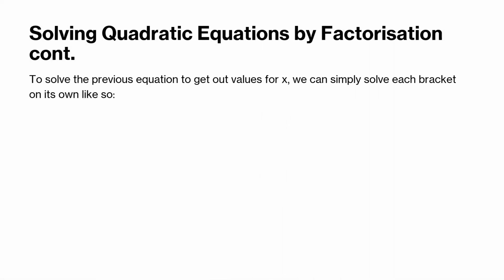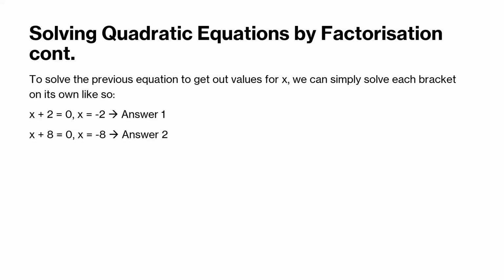Let's continue. To solve this previous equation to get our values for x, we can simply solve each bracket on its own. Because we know the whole equation is equal to 0, one of the terms would equal 0. To get 0 as a result of multiplication, something has to be multiplied by 0. So we can take each term on its own if it equals 0. x plus 2 equals 0 would give us x equals minus 2. That's our first answer, if the first bracket is equal to 0. If the second bracket is equal to 0, x plus 8 equals 0, x equals minus 8.